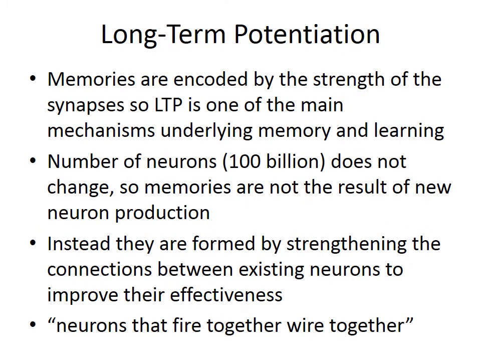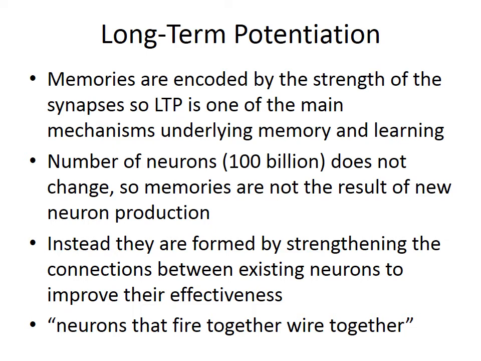Memories are encoded by the strength of the synapses, so long-term potentiation is one of the main mechanisms underlying memory and learning. And so when I say go over it again and again, I'm actually telling you something that is supported by science. And this does happen. So we can actually encode our memories by doing it over and over and over again.